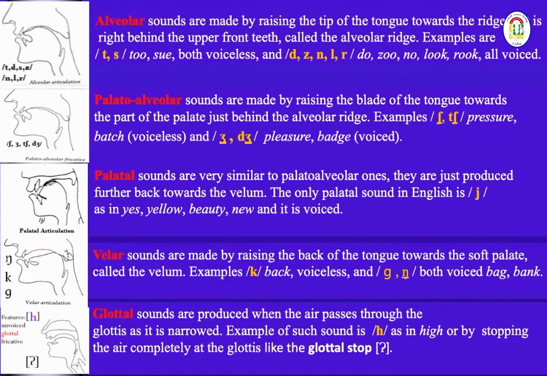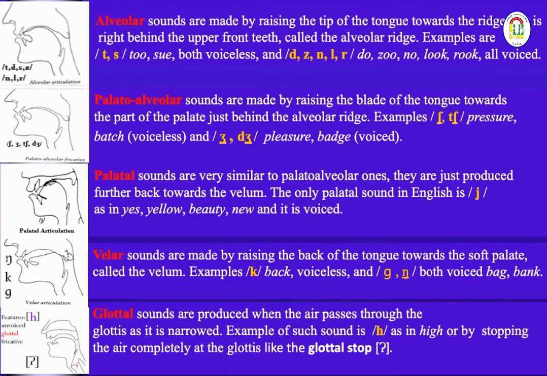Palatal. Palatal sounds are very similar to the palatoalveolar ones. They are just produced further back towards the velum. The only palatal sound in English is y, as in yes, yellow, beauty, new, and it is voiced, that is, produced with vibration in the vocal cords. Velar sounds are made by raising the back of the tongue towards the soft palate, called the velum. Examples are k, like in back, which is voiceless, that is, produced without vibration in the vocal cords, and g and ng, which are both voiced, like in bag and bank.